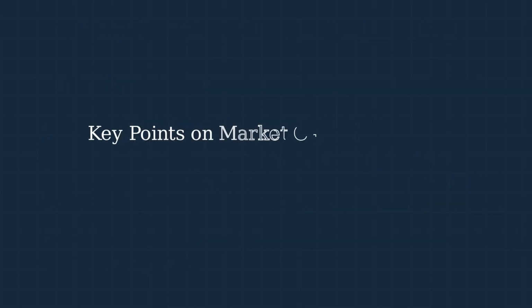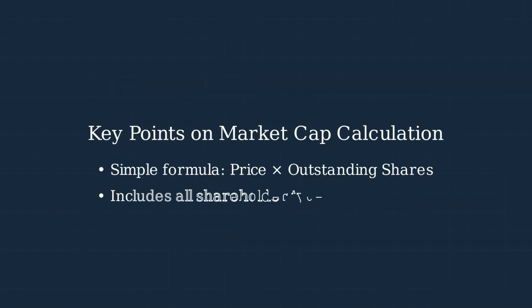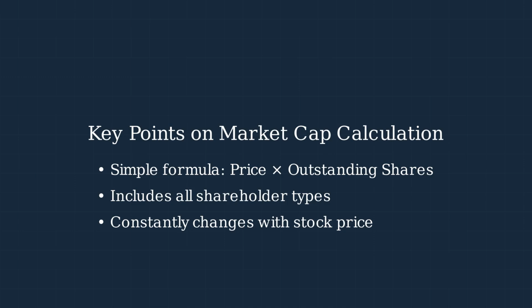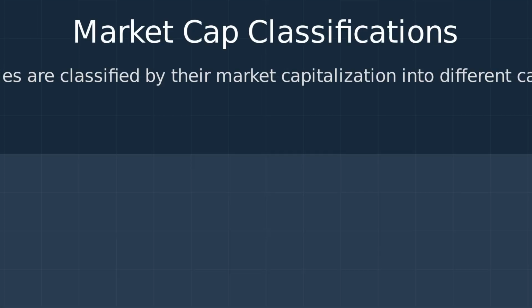To summarize, market capitalization is calculated using a simple formula: share price multiplied by outstanding shares. It includes all types of shareholders, and it's a dynamic measurement that changes with stock price fluctuations. Market capitalization is used to classify companies into different size categories.